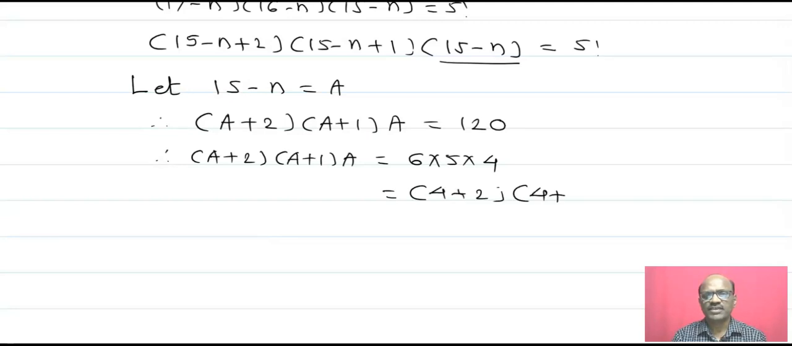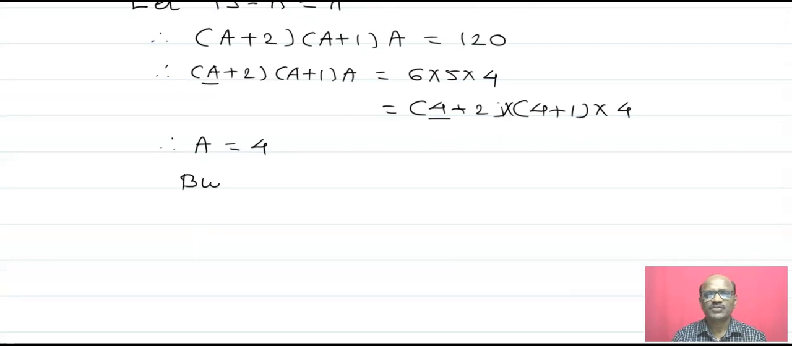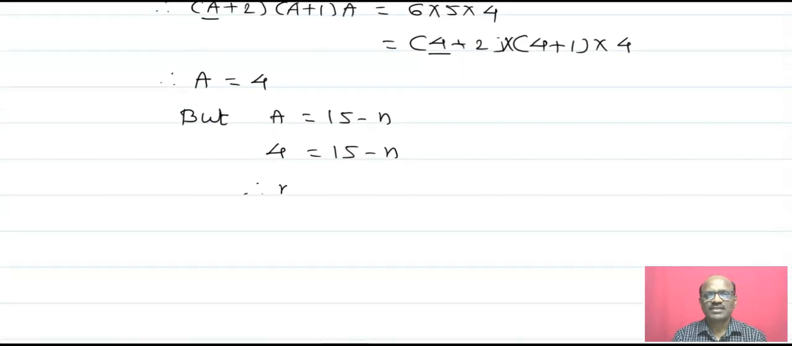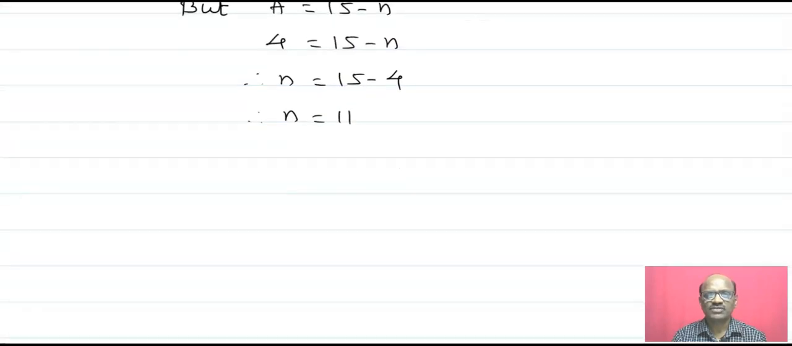But what is the value of a? a is 15 − n, so a = 4 means 15 − n = 4. Therefore, the value of n is 15 − 4, so n = 11. Next, n = 11 is the answer.